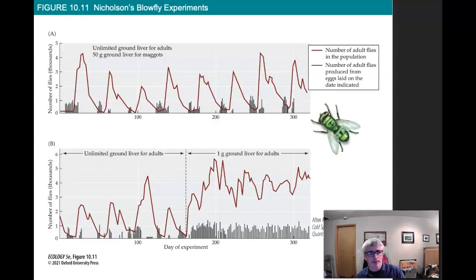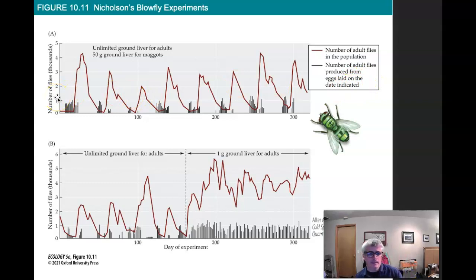So we're going to walk through this blowfly experiment and go back and read it again. It takes a little bit to think through it. We'll walk through this first graph here first, the upper graph rather. This is the number of adult flies in thousands in this population. The little spiky lines here are the number of adult flies produced from eggs laid on the date given.